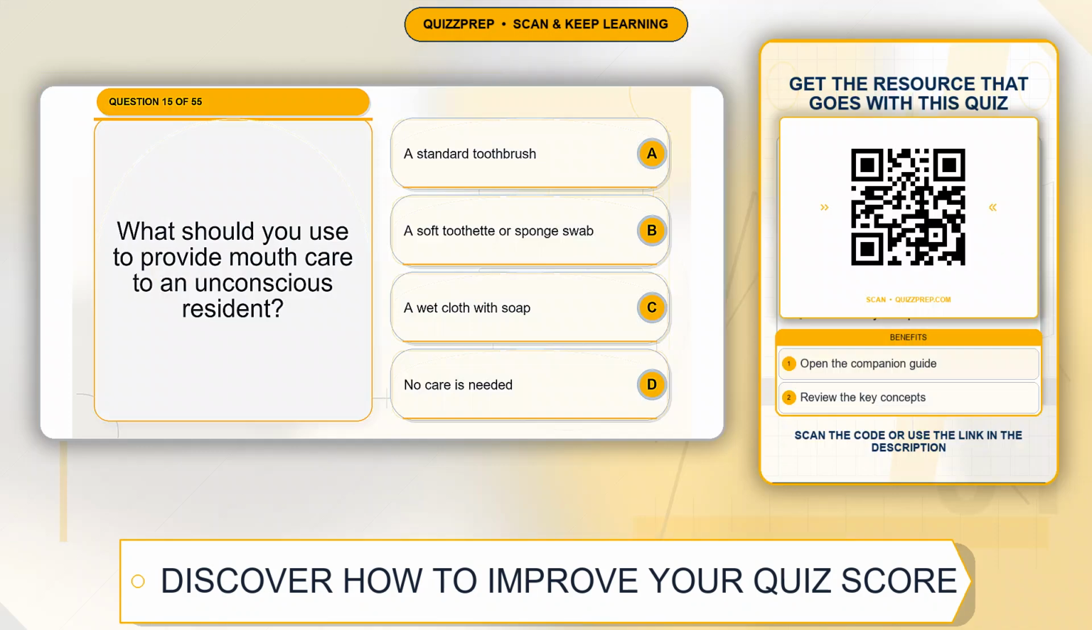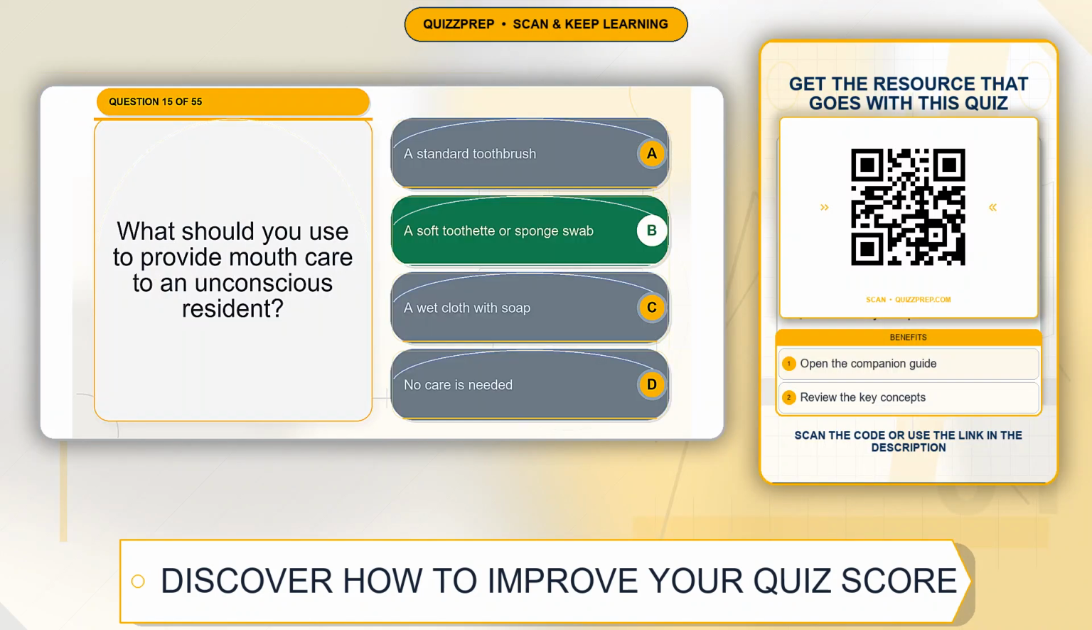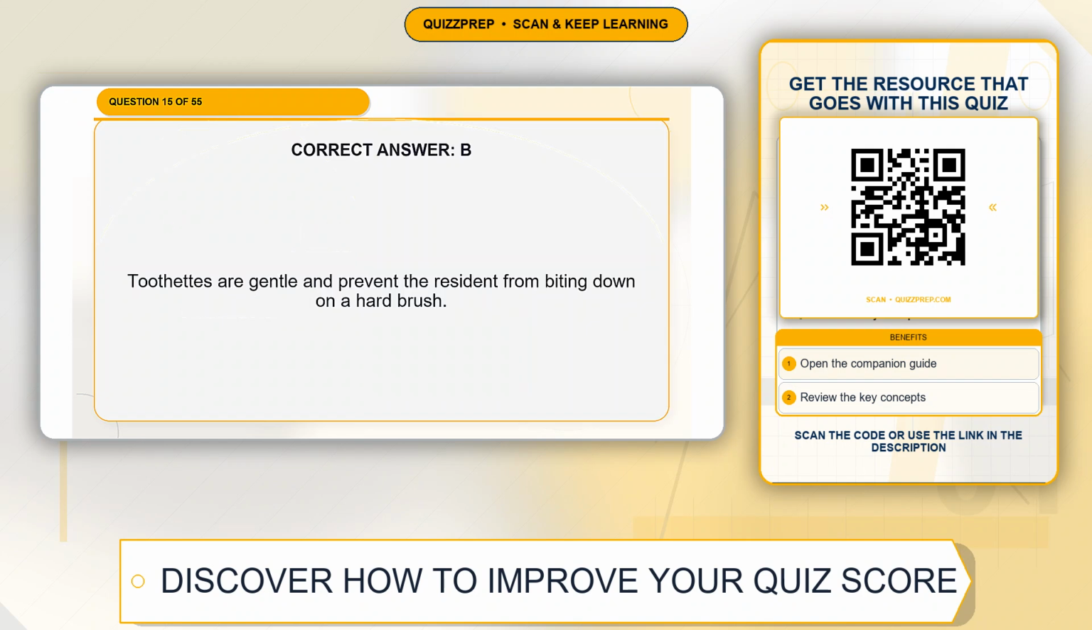Question 15. What should you use to provide mouth care to an unconscious resident? Option A, a standard toothbrush. Option B, a soft toothette or sponge swab. Option C, a wet cloth with soap. Option D, no care is needed. The correct answer is option B, a soft toothette or sponge swab. Explanation: toothettes are gentle and prevent the resident from biting down on a hard brush.